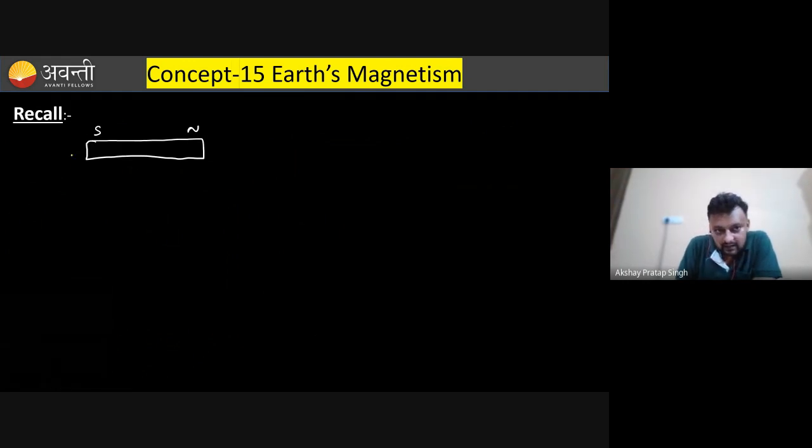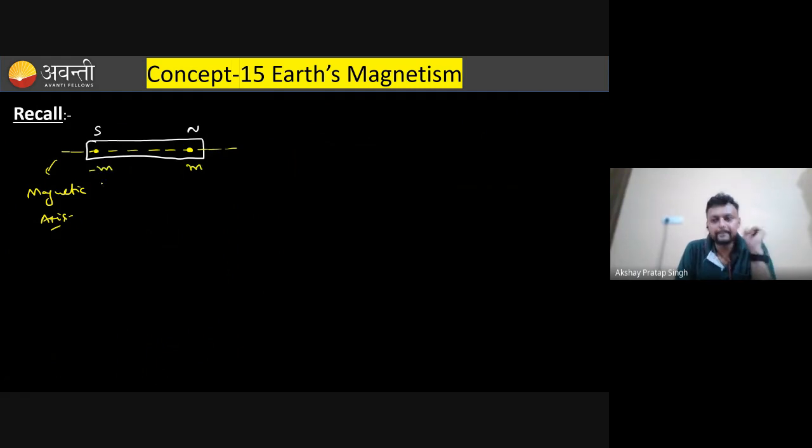One more thing I will tell: the line joining the two poles is called the magnetic axis. These are the simple things. The pole strength, now you know that pole strength is positive M and negative M. This is known as magnetic charge. The pole strength of North Pole is positive M, South Pole is negative M.